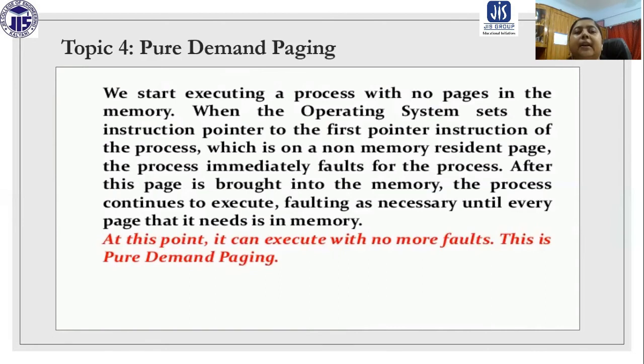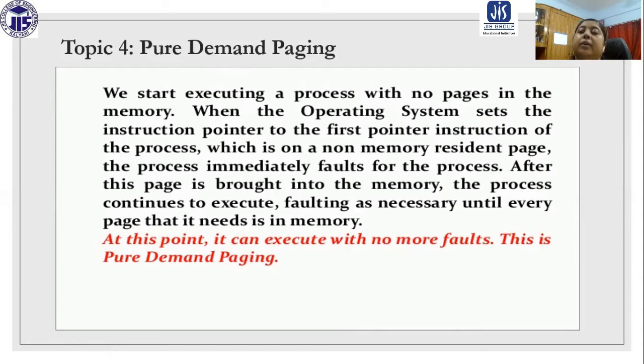Now the next topic, that is pure demand paging. So we start executing a process with no pages in memory. That means the memory is totally blank. So when the operating system sets the instruction pointer to the first instruction of the process, which is on a non-memory-resident page, the process immediately faults. After that the page is brought into the memory and the process continues to execute, faulting as necessary until every page that it needs is in memory. At this point it can execute with no more faults. This is pure demand paging.